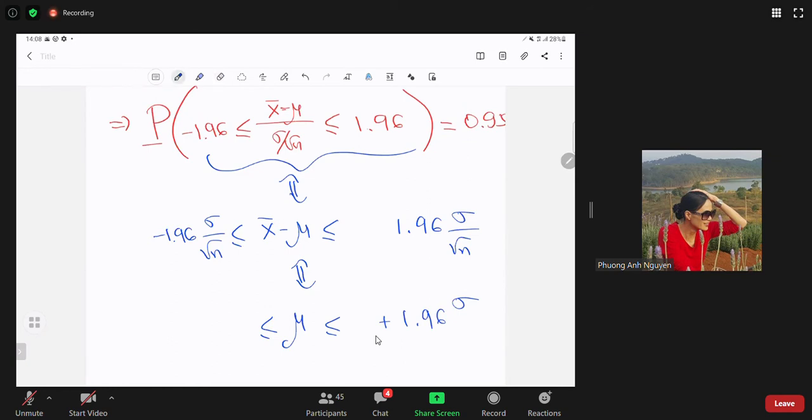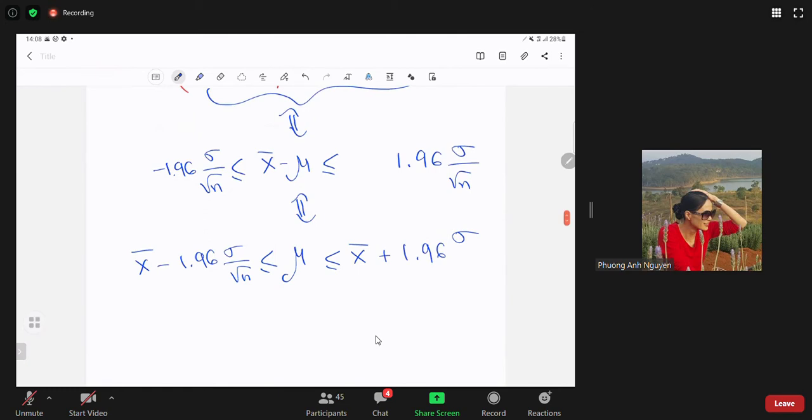So I want to get the interval for mu: X bar minus 1.96 sigma over root n. Then what can I say next? Remember that mu is the parameter, the unknown parameter we'd like to estimate. X bar is the statistic that I can calculate for my sample. Sigma here is known.